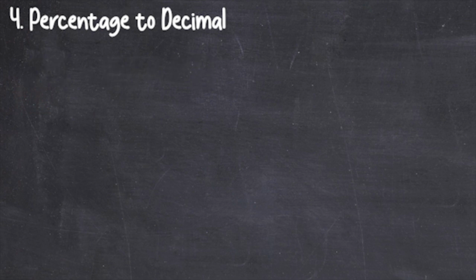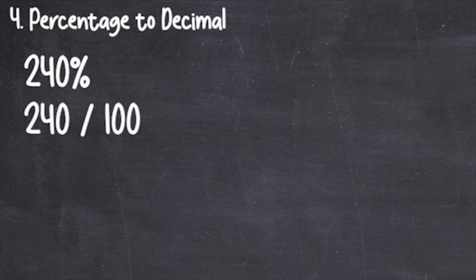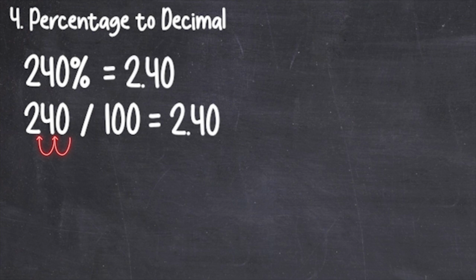Let's try to convert 240% to a decimal. This number is larger than 100%, but that's okay. It can still be converted to a decimal using the same steps. Divide the 240 by 100 by moving the decimal point 2 places to the left. This tells us that 2.40 is the decimal form of 240%.